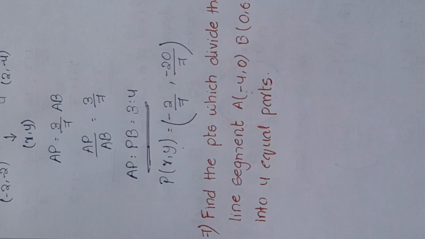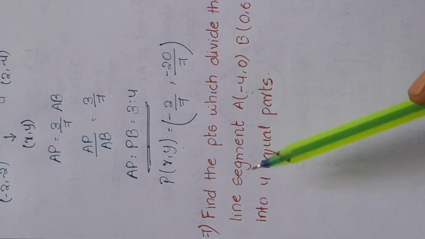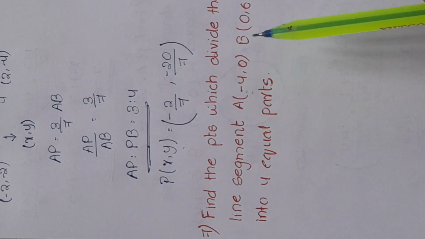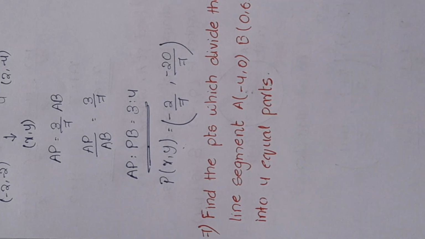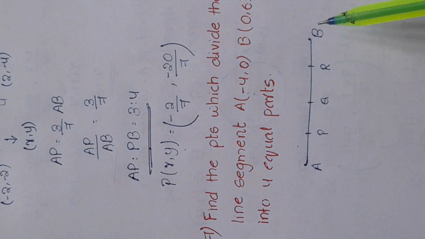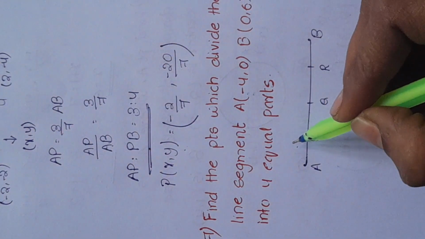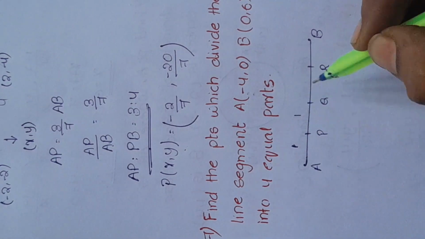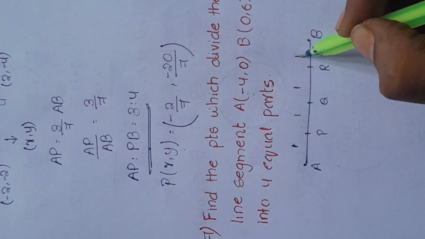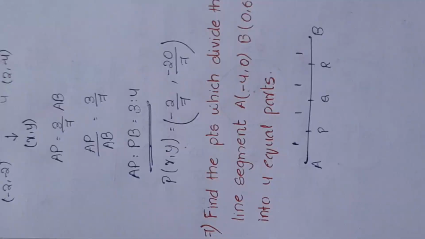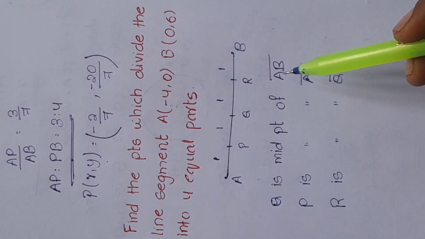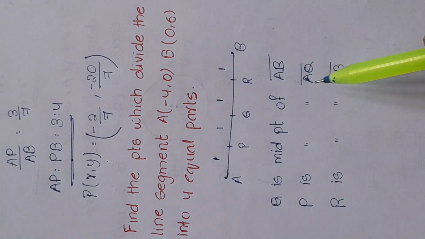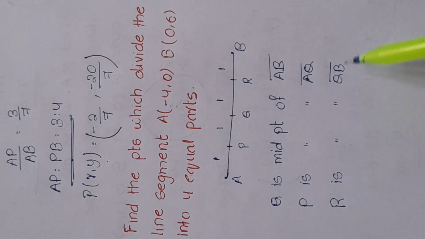Seventh question is, find the points which divide the line segment A(minus 4, 0), B(0, 6) into 4 equal parts. Here AB is the line segment and it is divided into 4 equal parts. That is, the ratio of AP, PQ, QR and RB is 1:1:1:1. And here Q is the midpoint of line segment AB and P is the midpoint of line segment AQ and also R is the midpoint of the line segment QB.